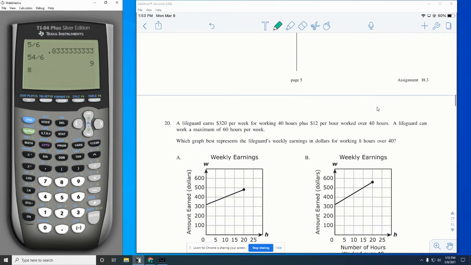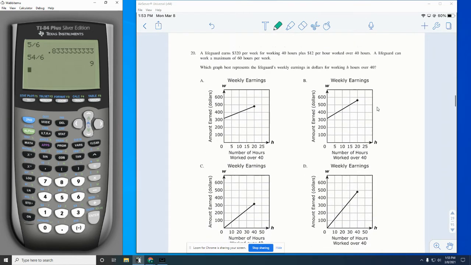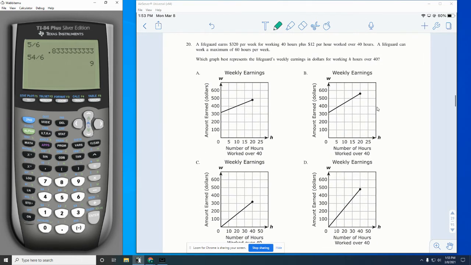So we're going to flip 2 pages and look at number 20. Number 20 is this whole page. A lifeguard earns $320 per week for working 40 hours plus $12 per hour worked over 40 hours. A lifeguard can work a max of 60 hours per week. Which best represents the lifeguard's weekly earning in dollars for working 8 hours over 40? So one thing that's important is we are talking about hours over 40.